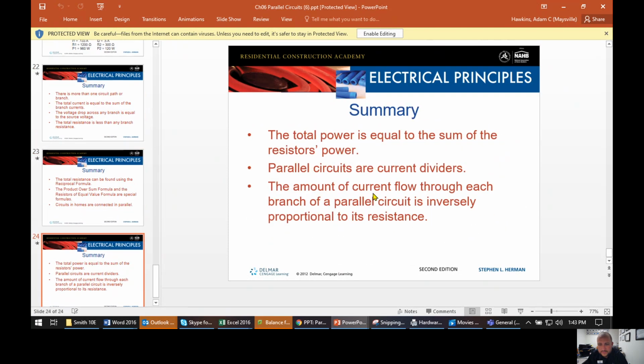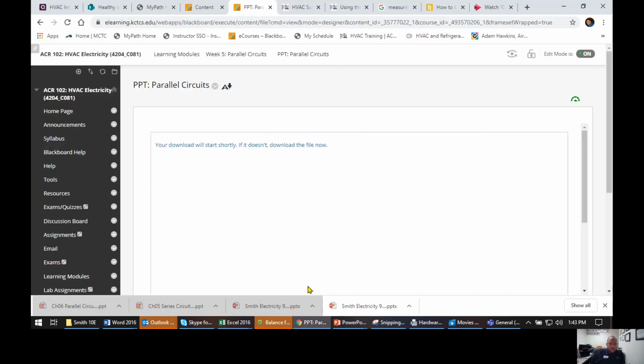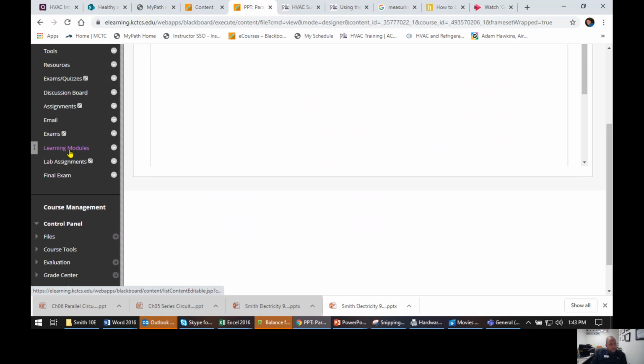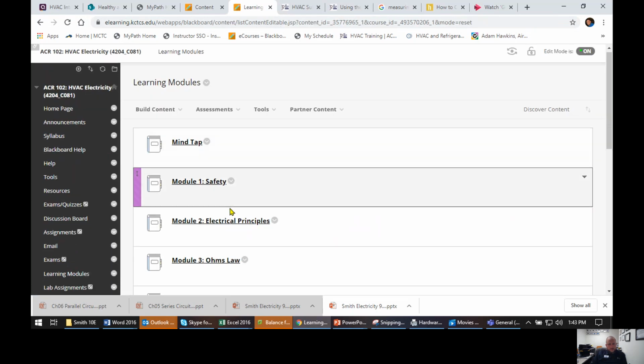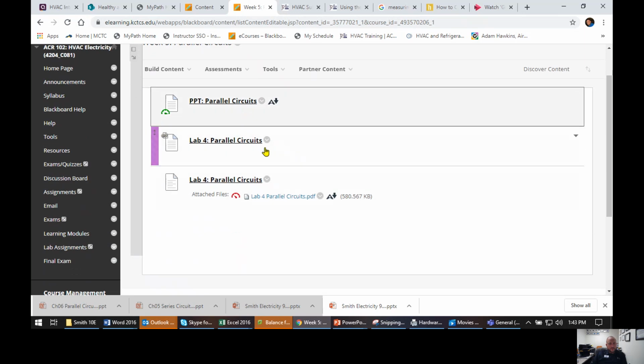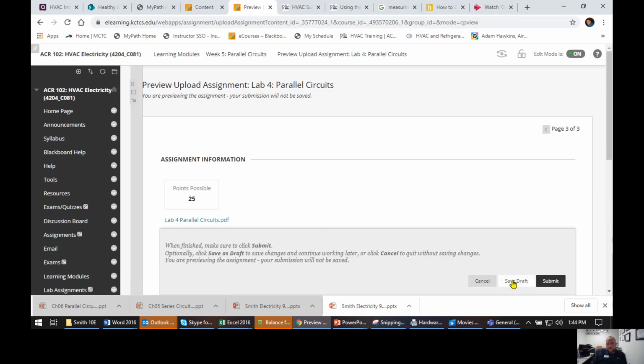All right, so that's all of that. I'm going to pull up your lab because this is going to be lab 4. Just go through a few little tips on that. Learning modules, parallel circuits. Sorry, lab 4, but it's in module 5 because the first module was safety stuff. So your PowerPoint, parallel, lab 4, parallel circuits. Let's see if this is right. Nope.